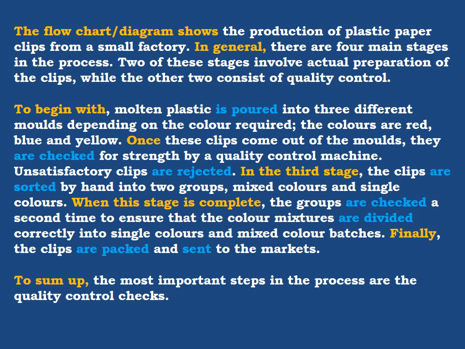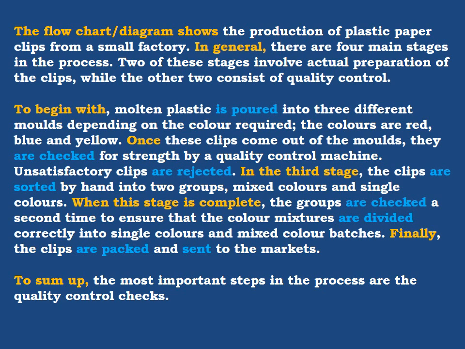Once these clips come out from the molds, they are checked for strength. I remember this step. Once they come out of the molds, they are checked for strength by a quality control machine. Unsatisfactory clips are rejected. You remember this one? I mentioned it to the right, reject, and I told you that it could be rejected. Those that are not strong enough are rejected.